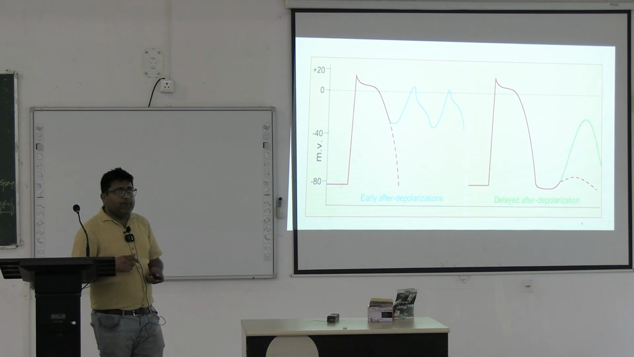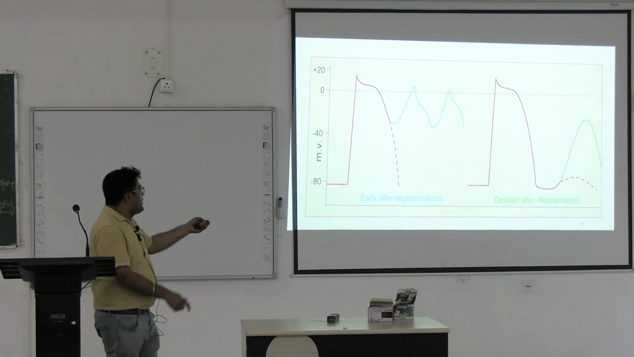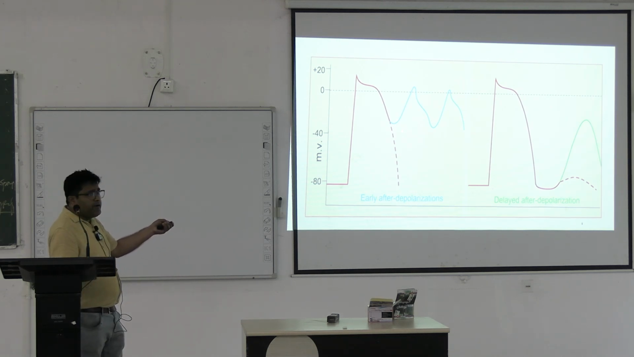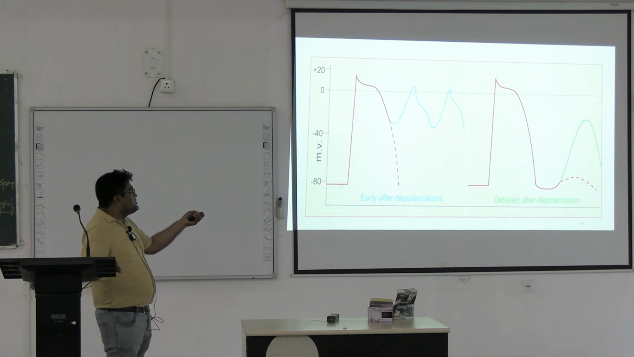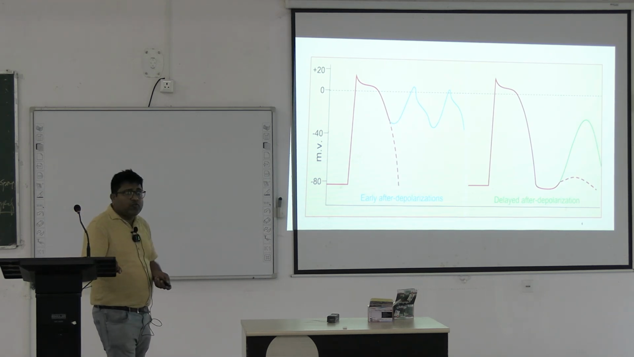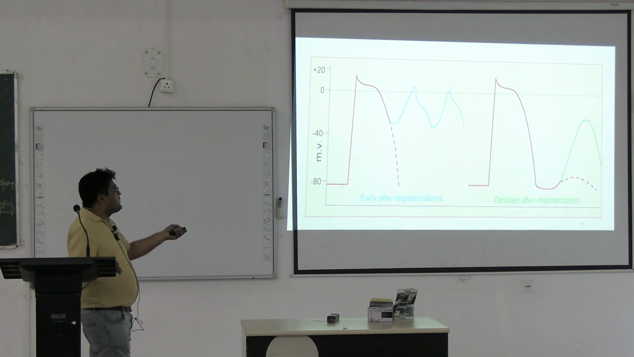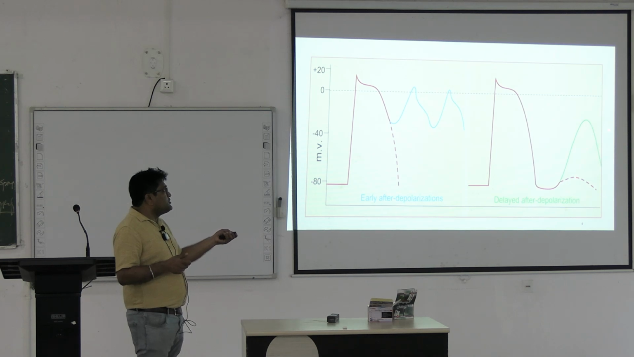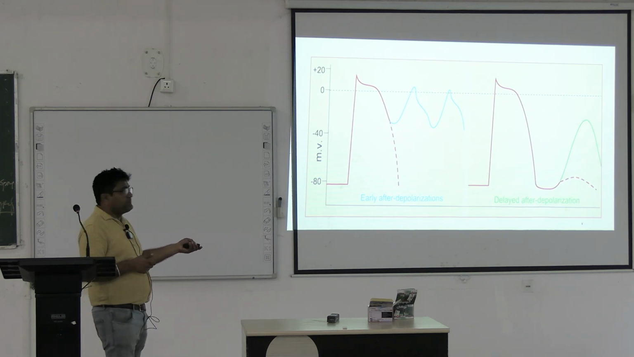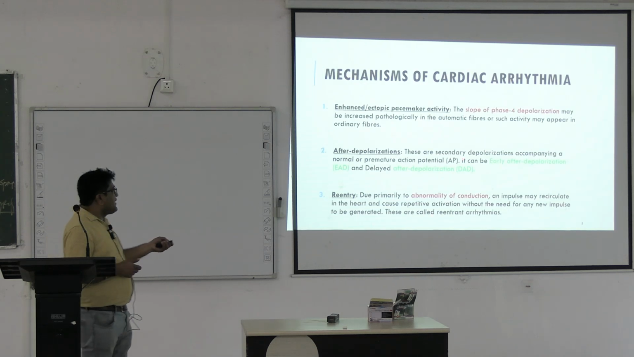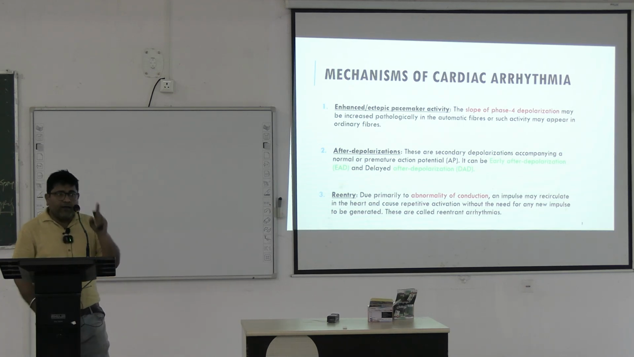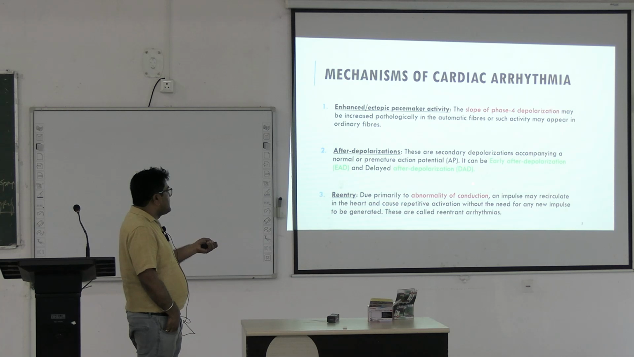Now we know that within the absolute refractory period, even a supramaximal stimulus cannot act. After the absolute refractory period, in the middle of phase 3, if a supramaximal stimulus acts, the cardiac cell can show an action potential. This is called early after depolarization. And after the end of the absolute refractory period and within the effective refractory period, if a threshold stimulus acts, that leads to delayed after depolarization. So these are secondary depolarizations accompanying a normal or premature action potential. It can be early after depolarization or delayed after depolarization.